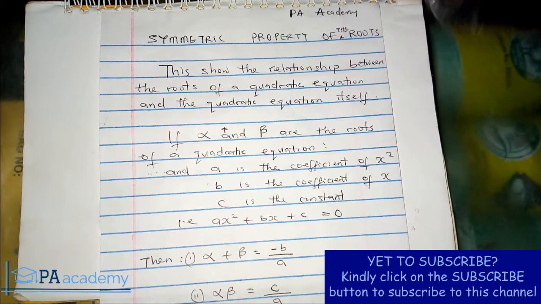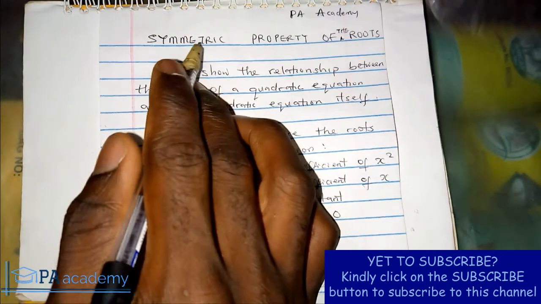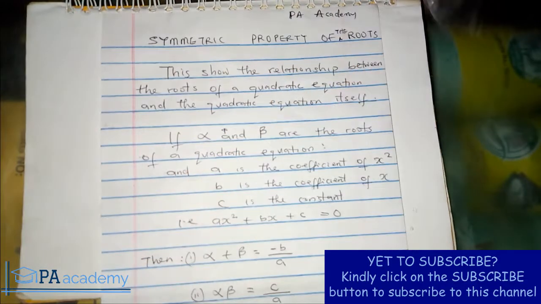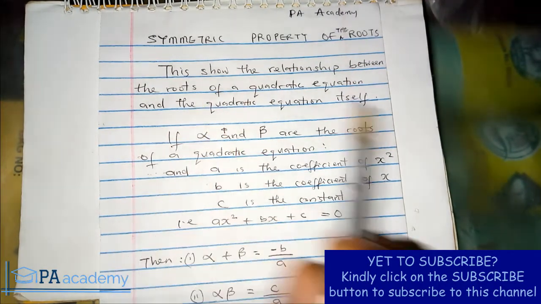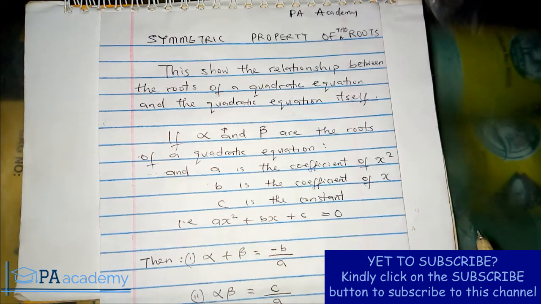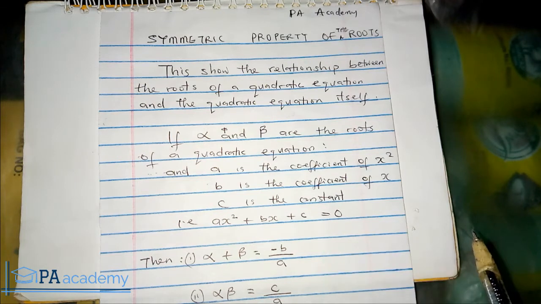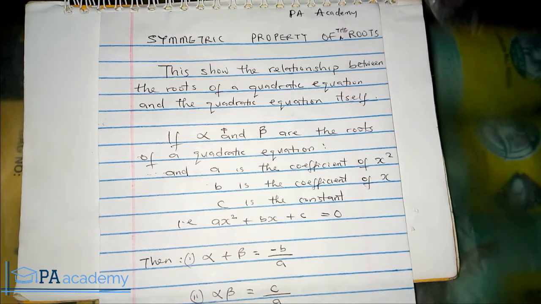So in this part 7 we are going to be looking at the symmetric property of the roots. When we talk about the symmetric property of the roots, from the definition, this shows the relationship between the roots of a quadratic equation and the quadratic equation itself. So that means in any quadratic equation there is always a relationship between the quadratic equation itself and the roots, that means the values of x of that quadratic equation.